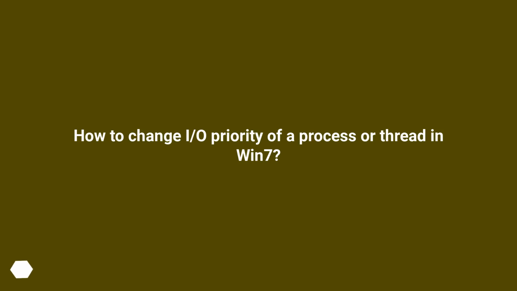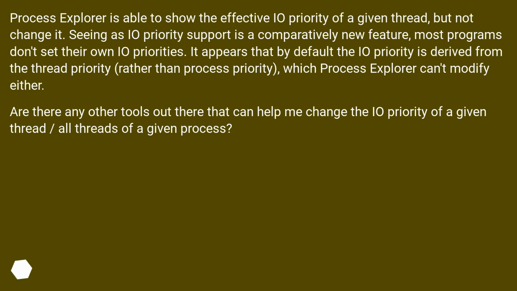How to change I/O priority of a process or thread in Win7. Process Explorer is able to show the effective I/O priority of a given thread, but not change it. Seeing as I/O priority support is a comparatively new feature, most programs don't set their own I/O priorities. It appears that by default the I/O priority is derived from the thread priority, rather than process priority, which Process Explorer can't modify either. Are there any other tools out there that can help me change the I/O priority of a given thread, or threads of a given process?